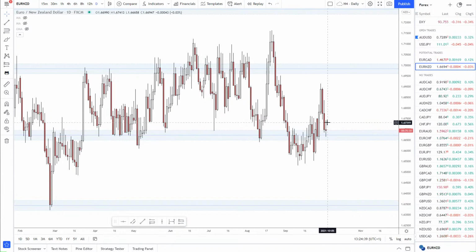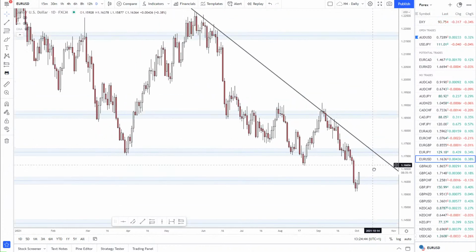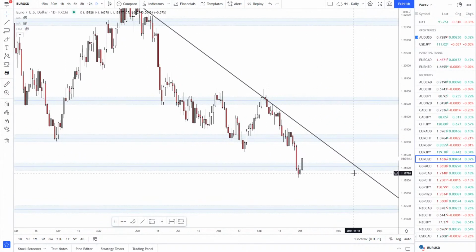I might look at a potential long here. It's a bit of a risky one, but I'll consider it. Now, Euro USD though.